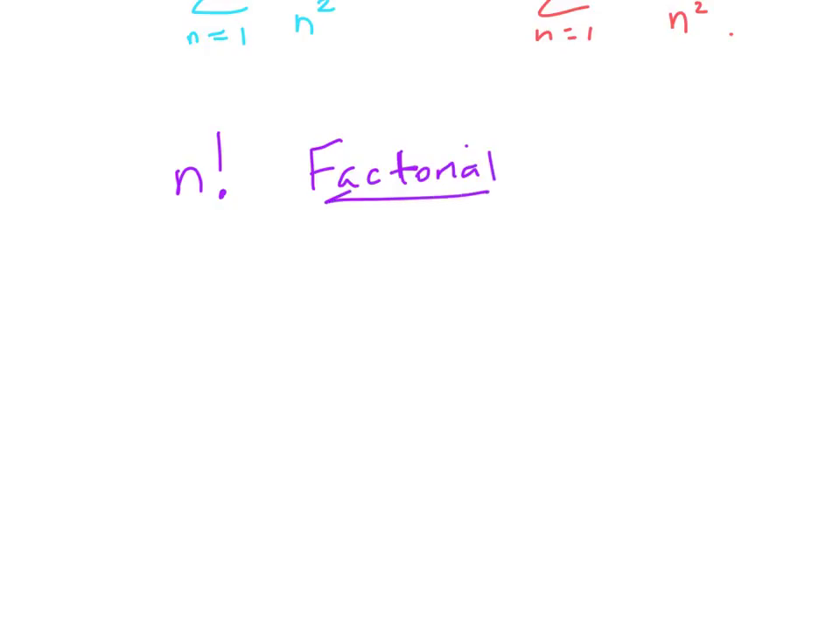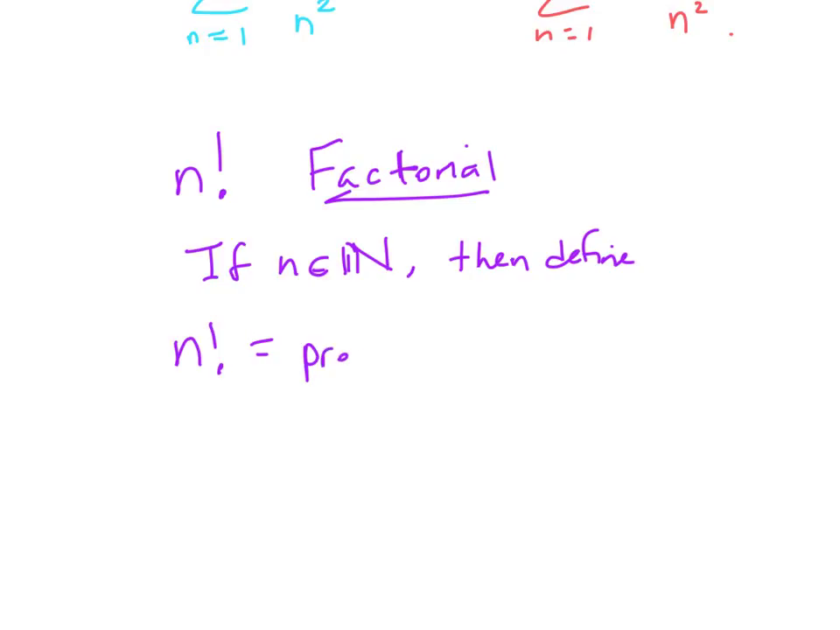And it's pronounced n factorial. It's not pronounced "n." It's pronounced n factorial. So the way that this works is if n is a positive integer, remember that's an n with a double bar on it. If n's a natural number, then we define n factorial to be the product of all natural numbers less than or equal to n.